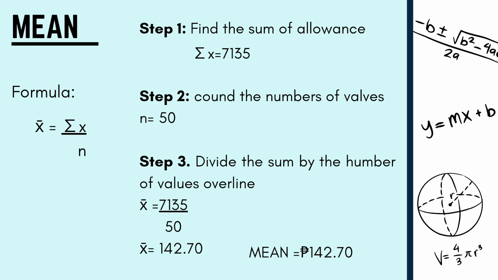This means that on average, a student spends around 142.70 pesos daily for school-related expenses such as transportation, food, and other needs.